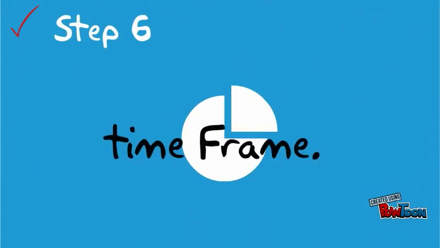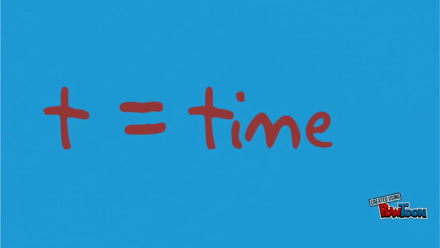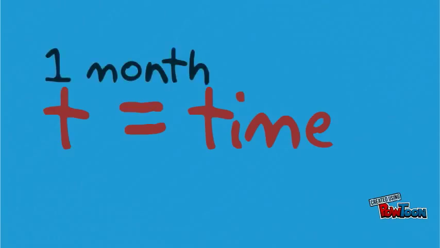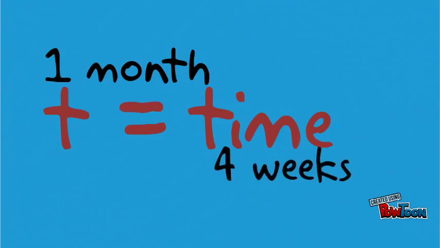Finally, select the time frame during which you will study the impact of your intervention on the population. For example, T, time, the study could last 1 month, 3 months, 2 weeks, or 4 weeks, depending on the needs of the unit or purpose of the study.